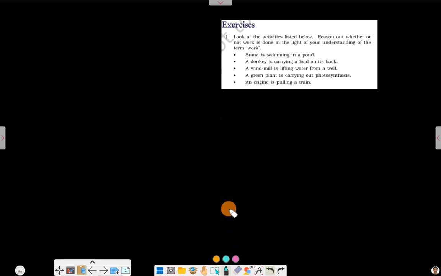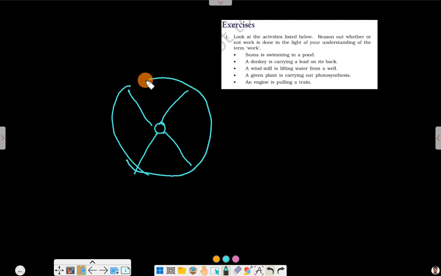moving to the next question, next part, sorry, part number 3. A windmill is lifting the water from the well. So suppose this is a windmill, it is like something like this, and we have buckets here. Buckets are attached to this.